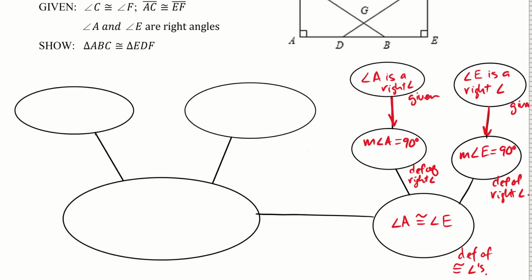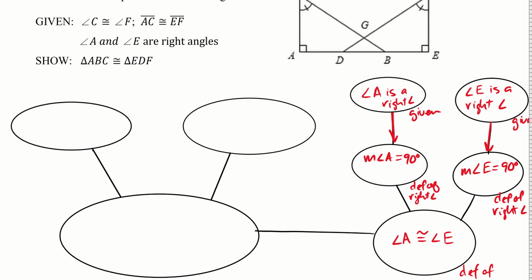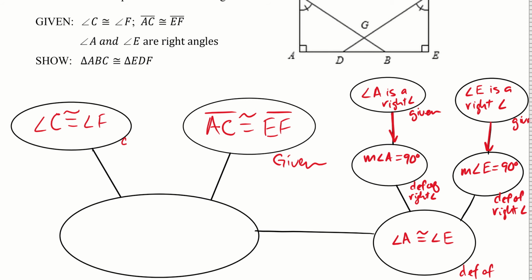And then the other thing that I have here is that segment AC is congruent to segment EF, and that's super simple. That was given. The other thing that was given was that angle C is congruent to angle F, again given. So I'm all set up here.